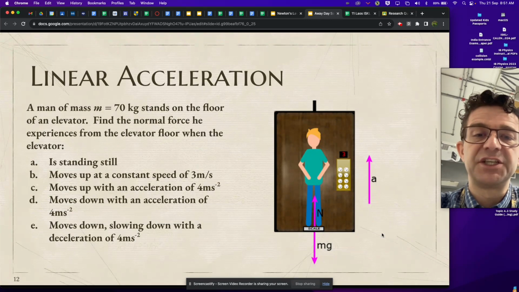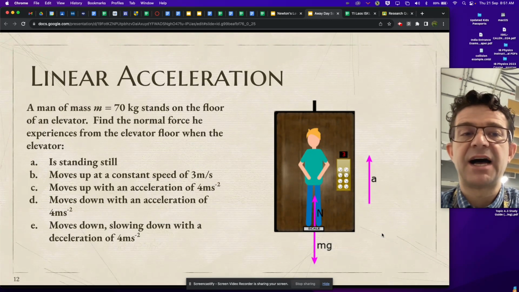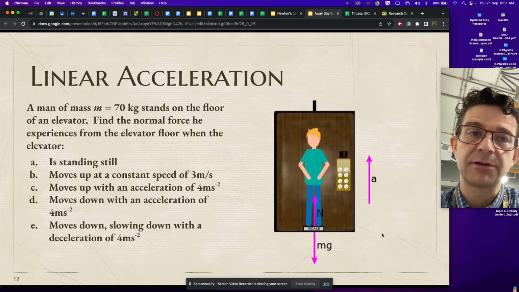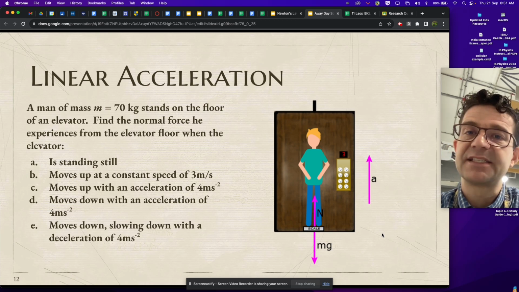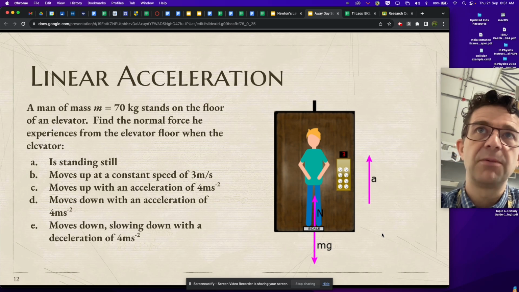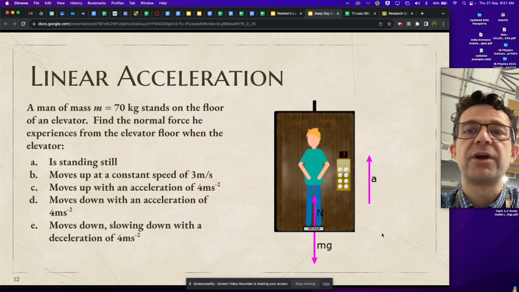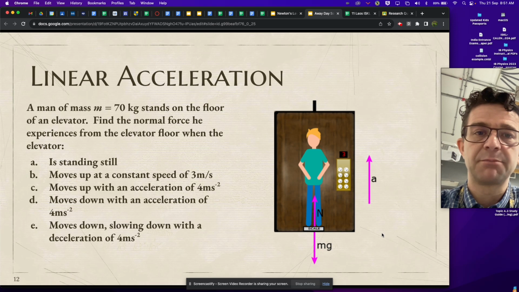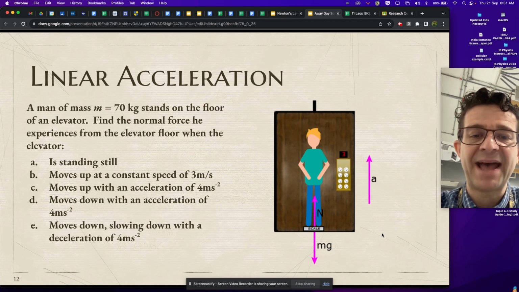Here's another situation that we commonly see that involves an object that is linearly accelerating. In this case, it's not a static situation, it's a dynamic situation where an acceleration is possible. So, in the cases where the object is accelerating, in this case, a person, Newton's second law is what we'll need to use that tells us that the acceleration is equal to the net force divided by the mass.